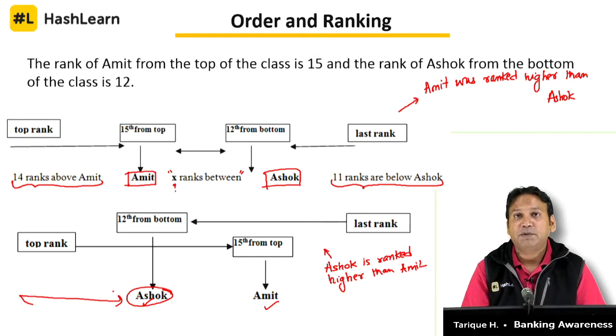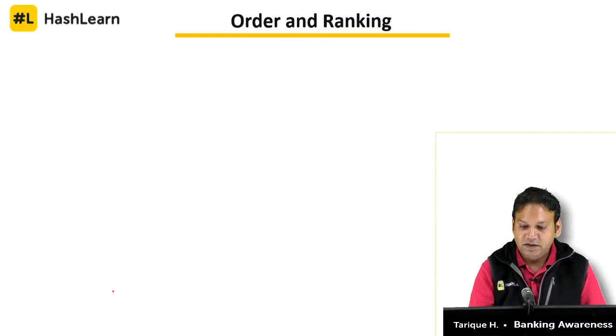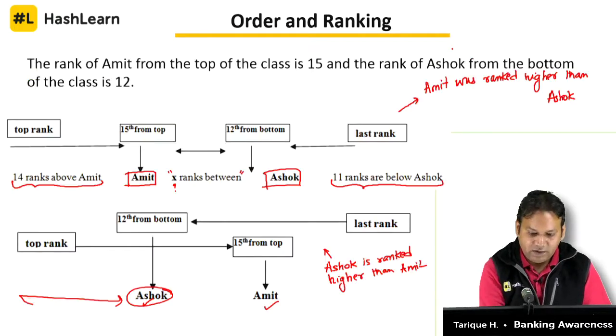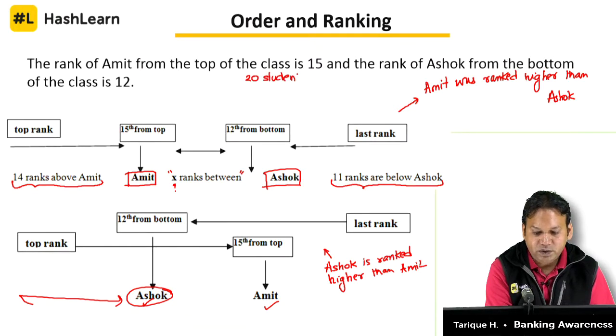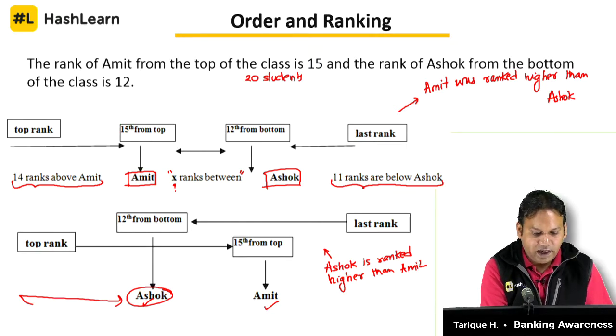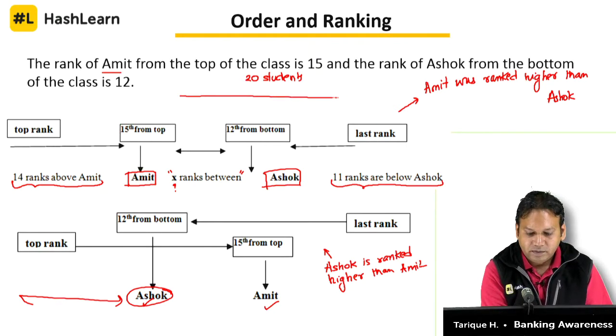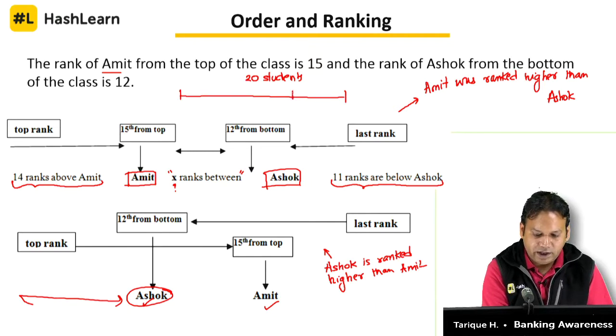Clear? Suppose the total students in the class are 20 and let's take one scenario and see here just roughly. Okay. So in this case itself, let's say there are total 20 students in the class. And in 20 students, Amit's rank from the top is 15. So this is our rank of Amit. Amit's rank is 15. There are 5 persons below Amit, clear, and 14 persons above Amit.